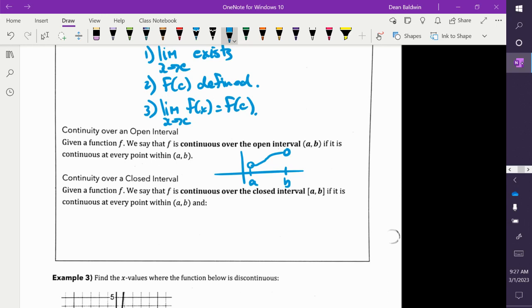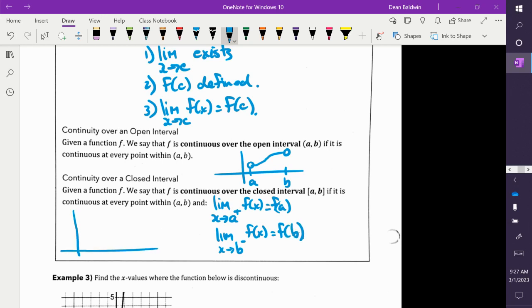If it is continuous at every point within (a, b), and the limit as x goes to a from the positive side is equal to f of a, and the limit as x goes to b from the negative side of f of x is equal to f of b. All that means is this. It's just fancy math words for this.